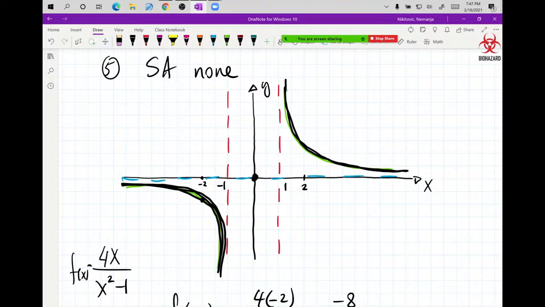2/3 of my graph is done. I just need to figure out the middle. Now, the middle is very tricky, guys, because you can have a lot of combinations here.